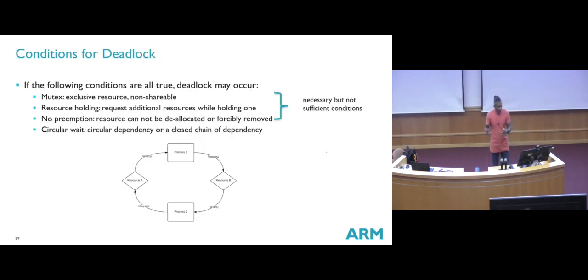Again, when will you have a deadlock situation? When you have a mutex, and you're holding on to a resource and you want additional resources that someone else has. It's a kind of circular wait or circular dependency, because I wait for you, you wait for me, and so on. That is the condition for deadlock.